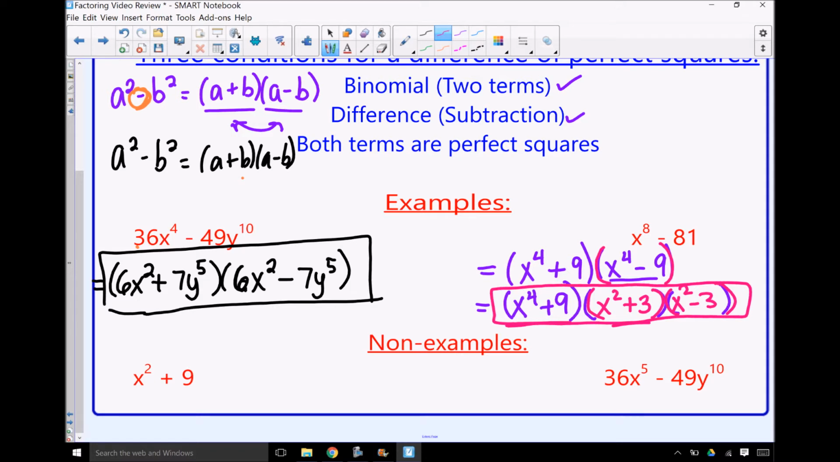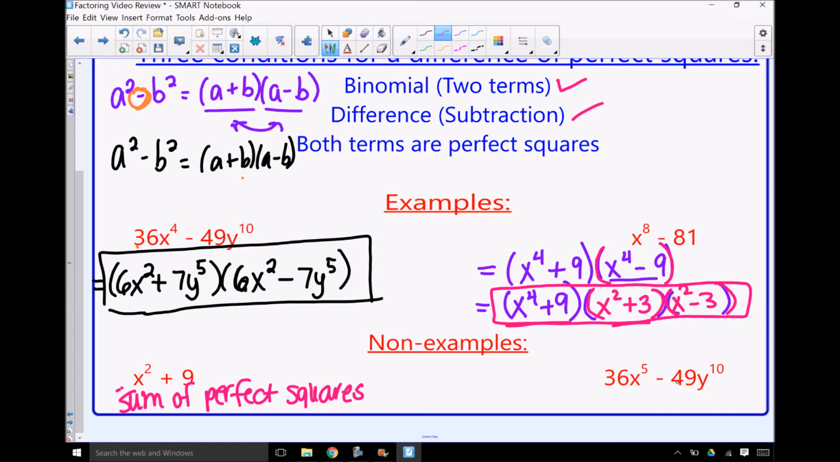Okay, now why are these some non-examples? Well, in this first one right here, it's definitely a binomial, but it's not a difference. So this is a sum of perfect squares. And again, we just talked about this right now. You cannot factor it using real numbers.